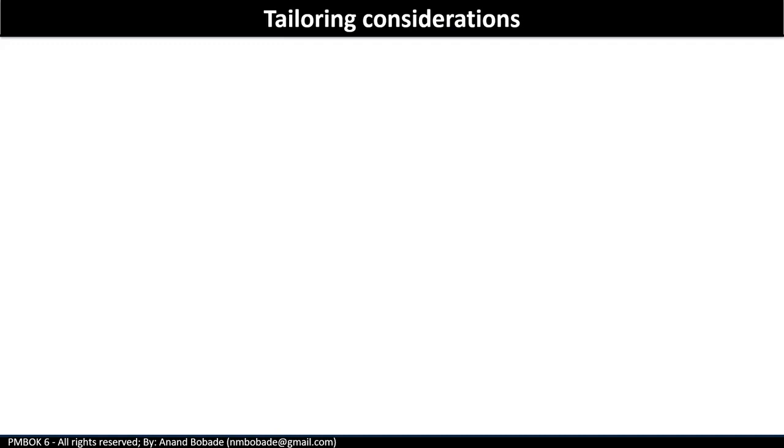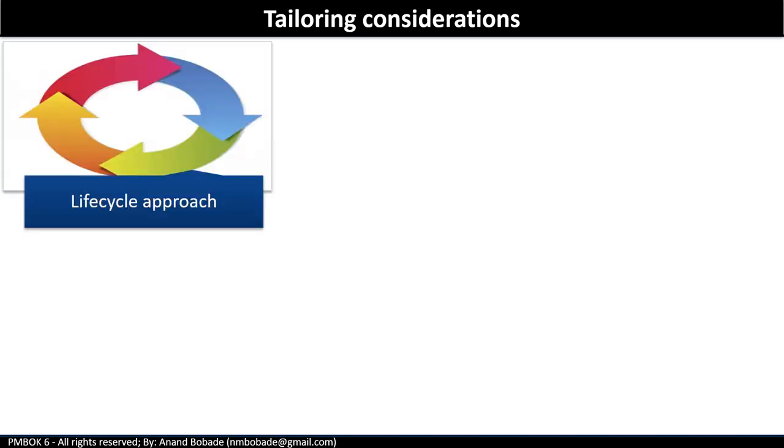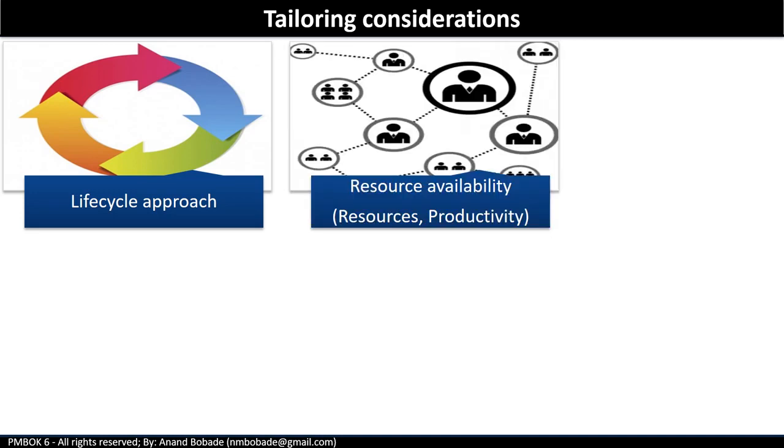Tailoring considerations. Because each project is unique, project manager may need to tailor schedule management processes. Following are the key considerations for process tailoring. Lifecycle approach. What is the most appropriate lifecycle approach that allows for a more detailed schedule? Next is resource availability. This is the major factor that may influence project duration. Availability of resources, their productivity, need of hiring human resources, or purchasing, renting physical resources, all should be considered in a process tailoring.